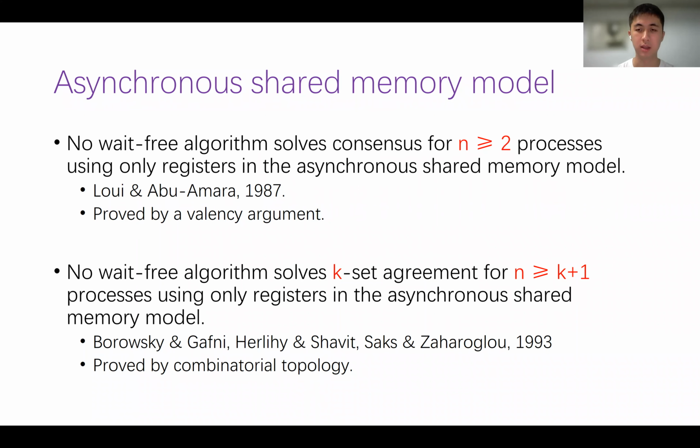It is also known that there is no wait-free algorithm to solve k-set agreement problem for k+1 or more processes using only registers. K-set agreement is a generalization of consensus, in which processes need to decide on at most k different values. However, for k at least 2, the proof of this impossibility result involves sophisticated combinatorial topology.